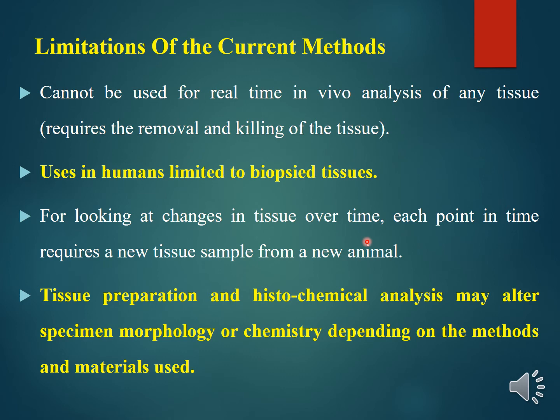We have to take different samples over time, throughout the healing periods. We can't depend on only one sample or one biopsy from one animal. That's why it cannot be applied to the human. Tissue preparation and histochemical analysis may alter specimen morphology or chemistry, depending on the methods and materials used.